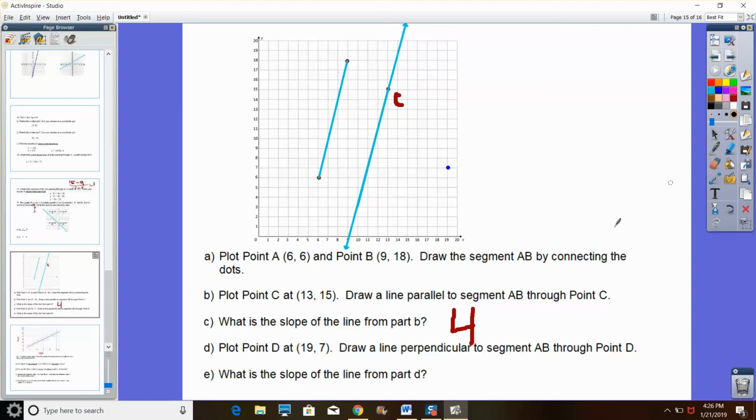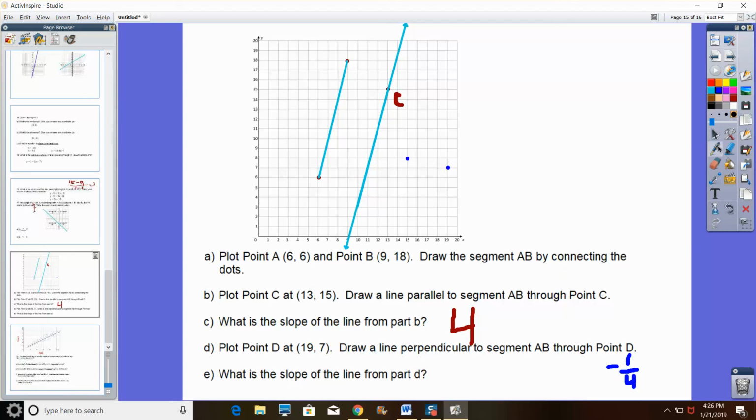Because the slope of the line, since we have the slope already as 4, a line that's perpendicular to that would have a slope of negative 1 over 4, right? So negative 1 over 4 would be the slope of that, because again, negative reciprocals. So here I would draw a line through this point right here.